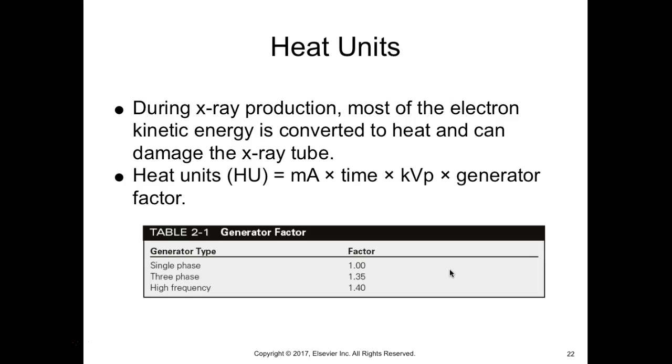All right, heat units. Why do we have to worry about heat? So during X-ray production, most of the electron kinetic energy is converted to heat and can damage the X-ray tube. So how do we figure out what the heat units are? Most of us are using high frequency generators. I can't imagine anyone using less than a high frequency generator. I suppose they could be out there still, but your equation is going to use 1.40. So to calculate your heat units, you're going to take your mA times your time, or your mAs, multiply it by your kVp, and multiply it by your generator factor, which is 1.40, and that'll give you your heat units.